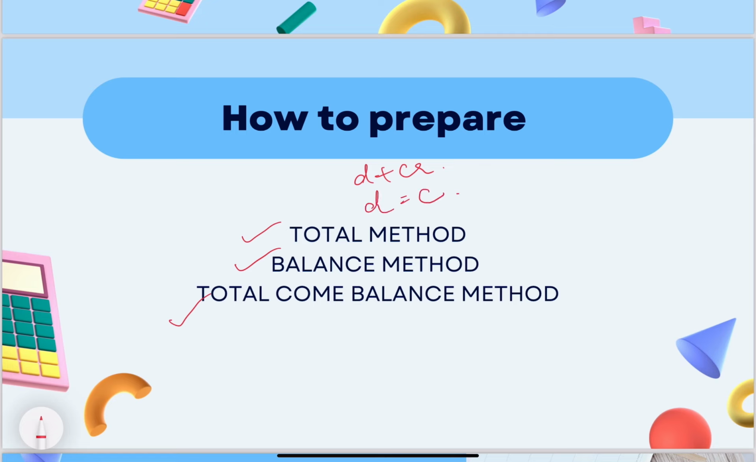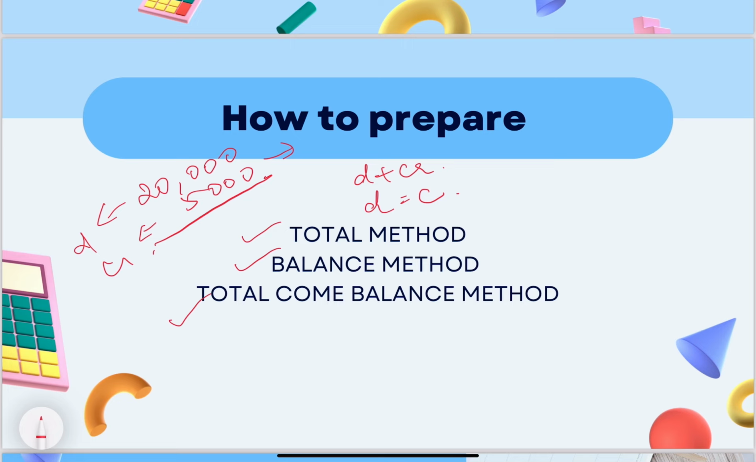For example, you have a cash account. The debit total will be 20,000 and the credit total is 5,000. So in the total method, you just write 20,000 debit and, I'm sorry, 5,000 credit in the trial balance, in the credit column. This you write in the debit column, this you write in the credit column. Likewise, you only write the total amounts of debit and credit from each account.